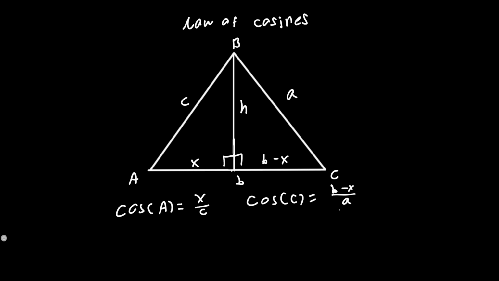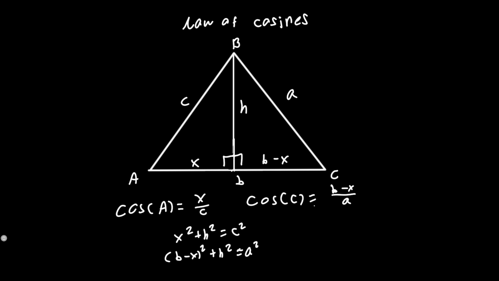So notice that we kind of have a in cosine of C and c in cosine of A. So what do we do? Well, we're going to use the Pythagorean theorem here and say x squared plus h squared is equal to c squared, and (b minus x) squared plus h squared is equal to a squared. So we have h in both equations, which is going to be important to us in a little bit.